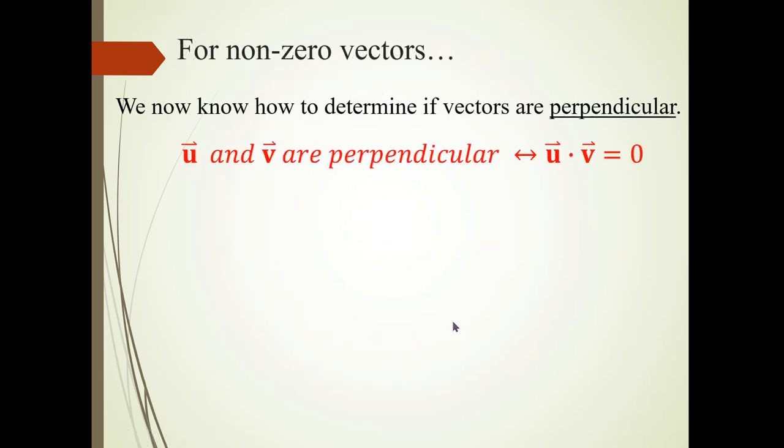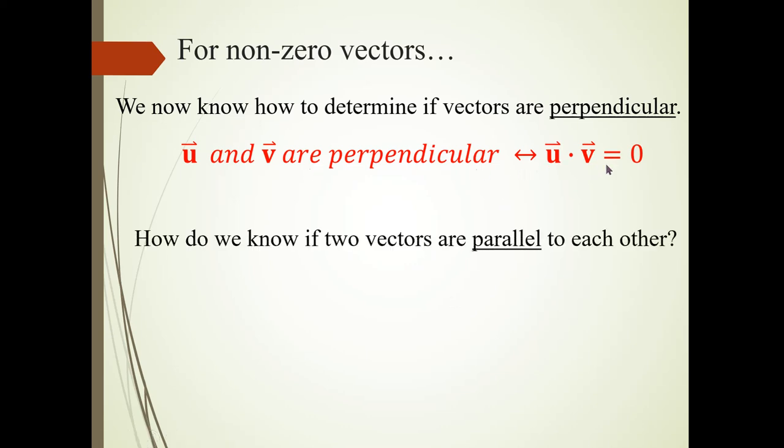Now, we talked about how to determine if vectors are perpendicular. That means that the dot product would have to be 0. Remember, perpendicular means orthogonal. But how do we know if two vectors are parallel to each other?